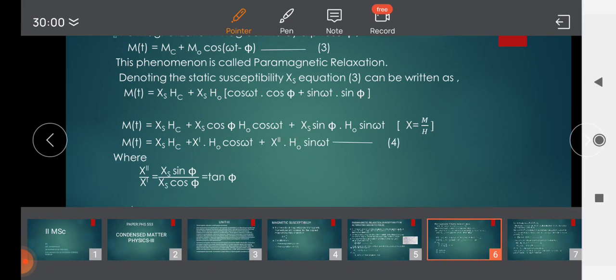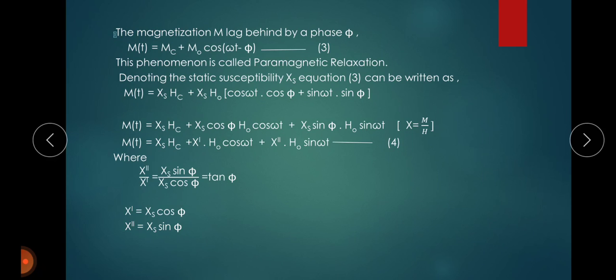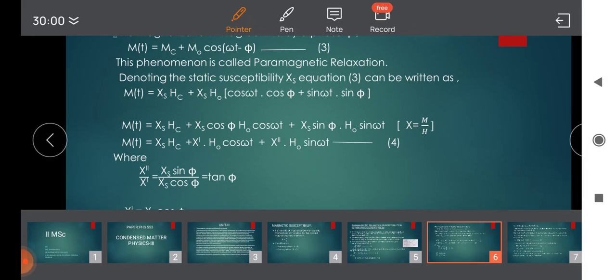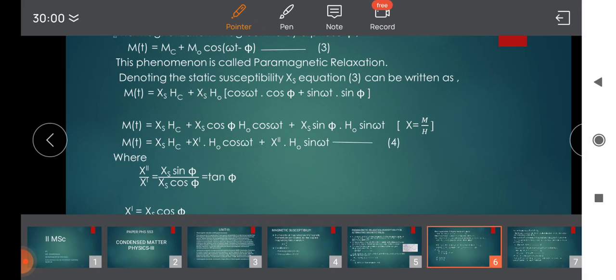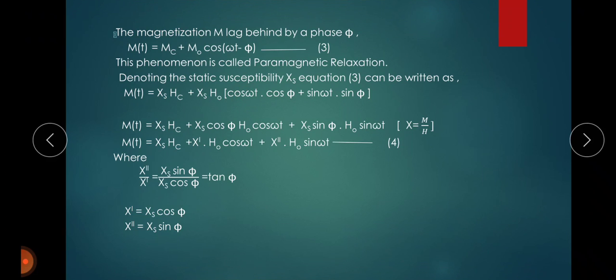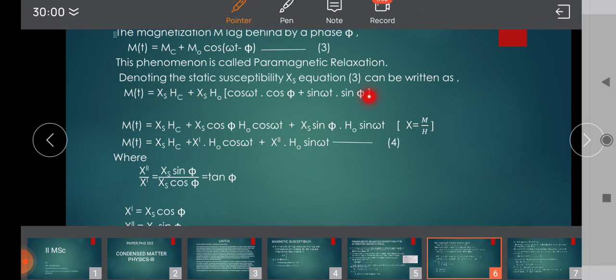Next, according to trigonometry, cos of (a minus b) is equal to cos a cos b plus sin a sin b. So cos of (omega t minus pi) can be written as cos omega t cos pi plus sin omega t sin pi.